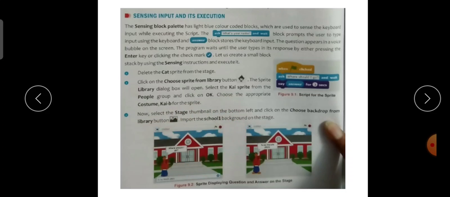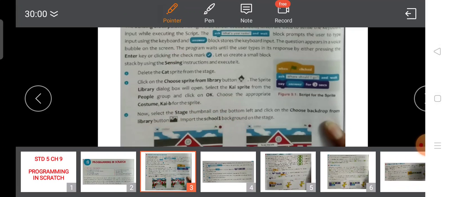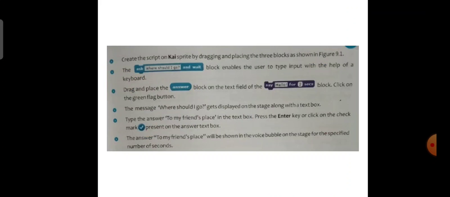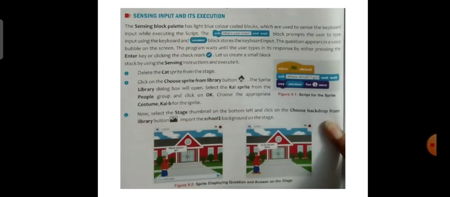Create the script on Kai sprite by dragging and placing the three blocks as shown in figure 9.1. The ask where should I go and wait block enables the user to type input with the help of a keyboard. Drag and place the answer block on the text field of the say hello for 2 seconds block. Click on the green flag button. The message where should I go gets displayed on the stage along with a text box.